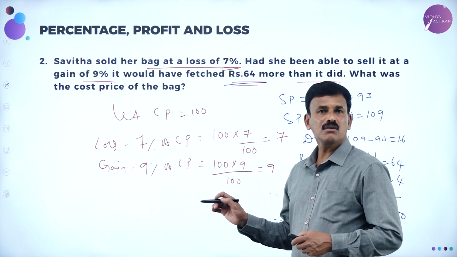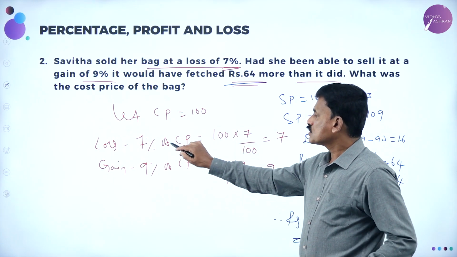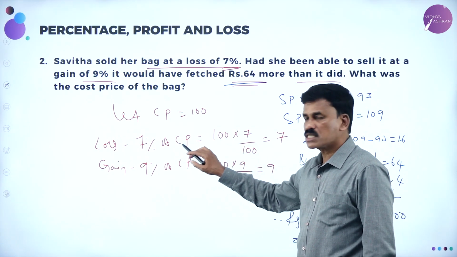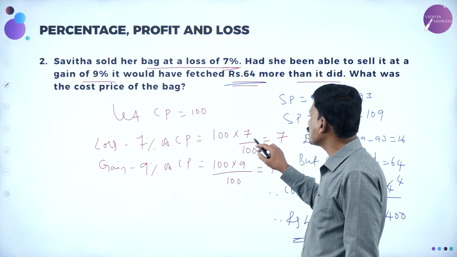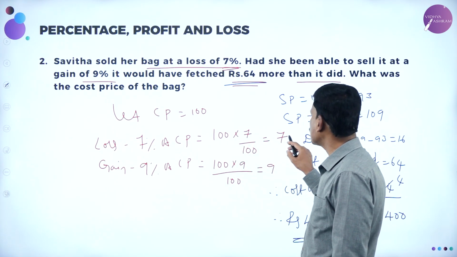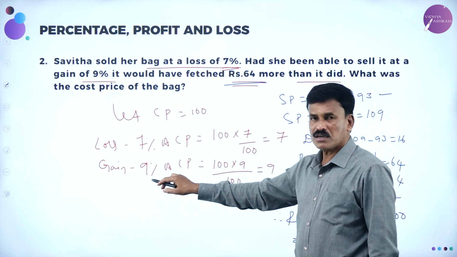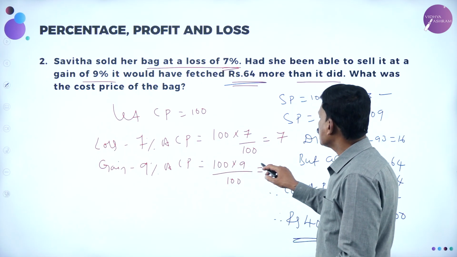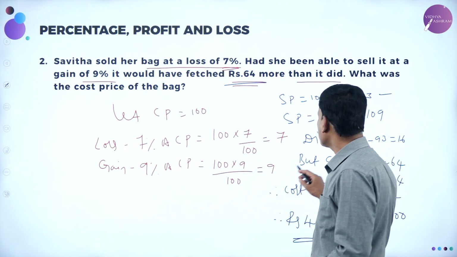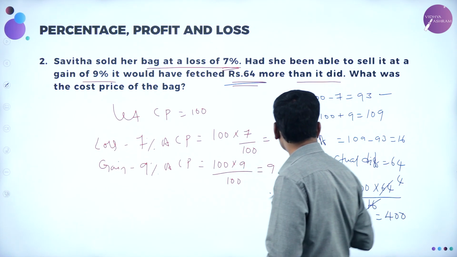Listen to me. Let the cost price CP be equal to 100. So, 7% loss of CP is nothing but 100 into 7 by 100, which is 7. So, therefore, 100 minus 7 is 93. So, at a gain of 9%, 9% of 100 is 9. So, SP is equal to 100 plus 9, which is 109.